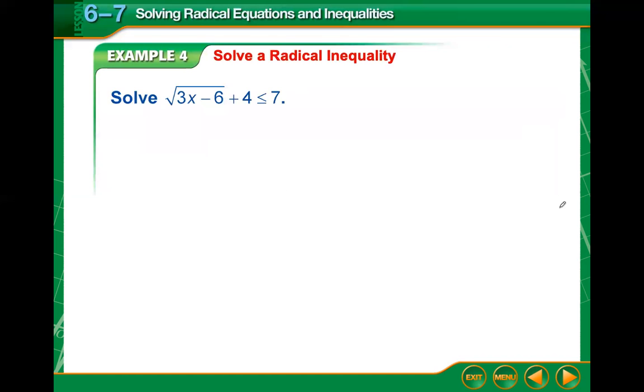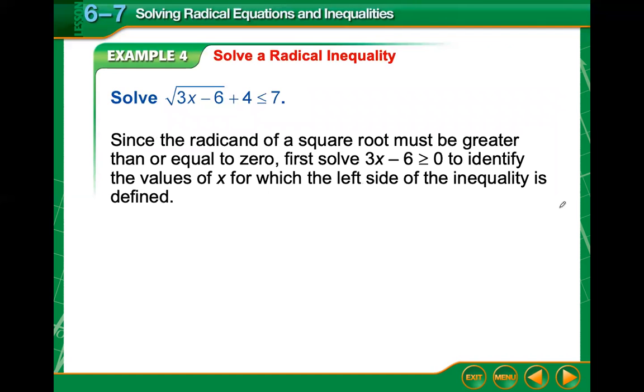All right, so we're going to do the same steps. Since the radicand of our square root must be greater than or equal to 0, we also have to set that the radicand be greater than or equal to 0. When we do that, we know that x has to be greater than 2 when we plug this in.